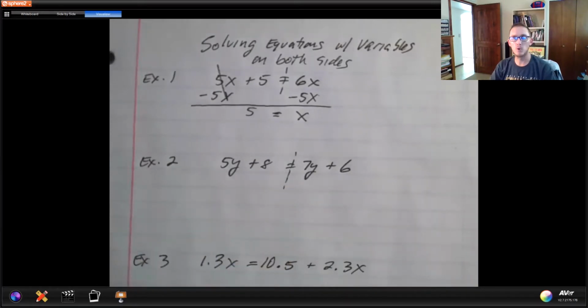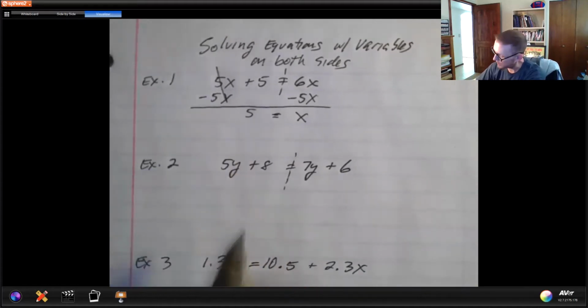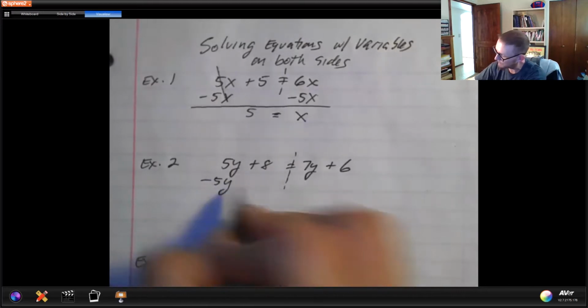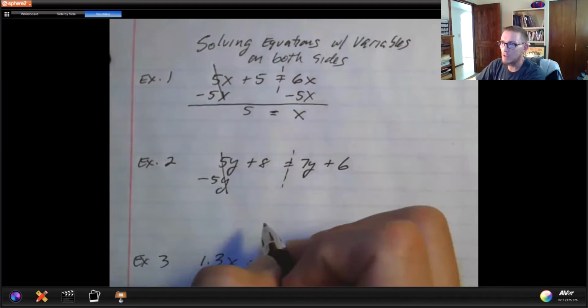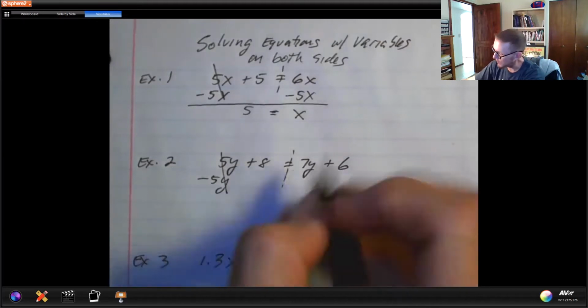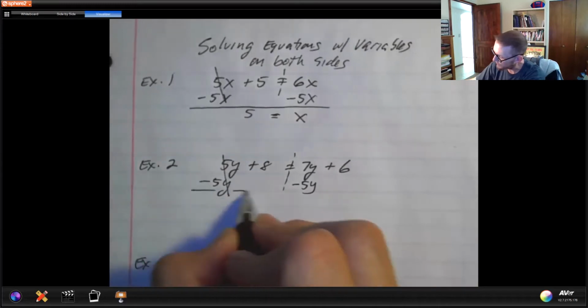So I'm going to have to move one of those. Like I said before, we're going to typically want to move the smaller one. So I'm going to move the 5y. Just like we did in the first example, I'm going to undo it with a negative 5y, so they'll cancel out. Whatever you do to one side, you have to do the same thing to the other side of the equals. So I'm going to put a minus 5y right underneath the 7y.